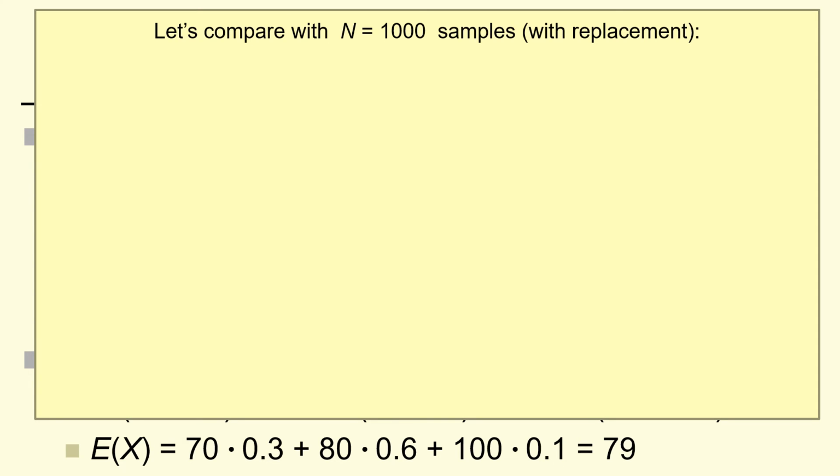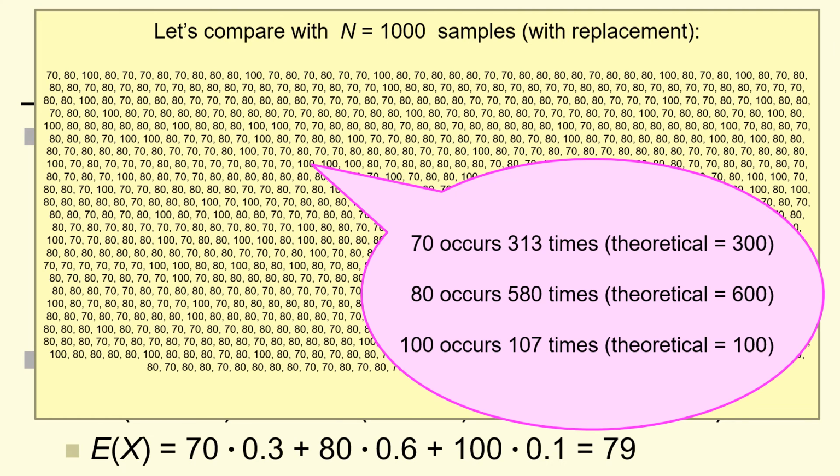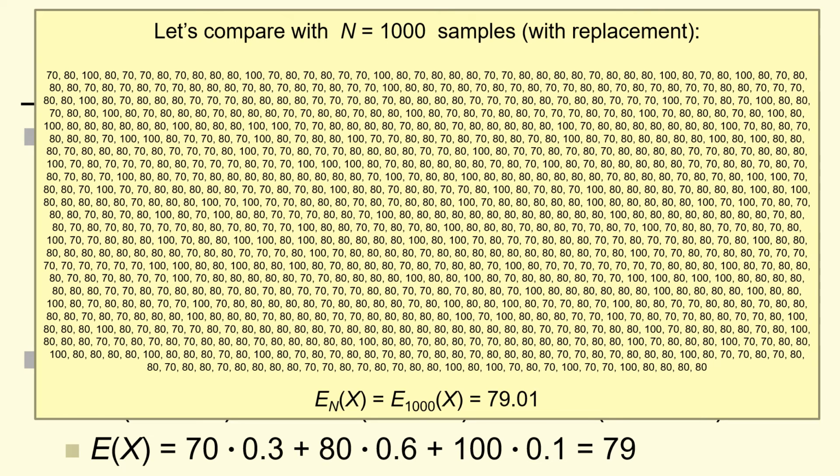Now suppose we did 1,000 samples from this class. Remember, we're doing sampling with replacement, so 1,000 times we independently choose one of the students and record their test score. 70 occurs about 313 times, where theoretical would have been 300. 80 is 580 times, theoretical would have been 600. And 100 occurs 107 times, theoretically we would have had 100. So the sample mean, the average over these 1,000 samples, is 79.01.